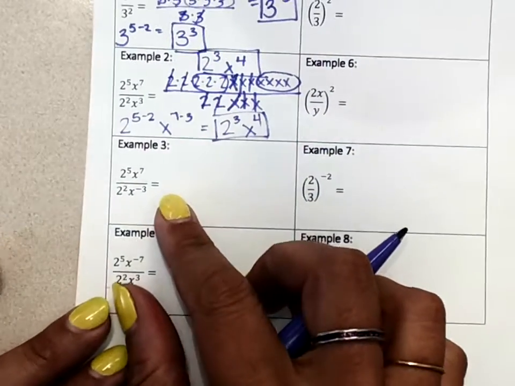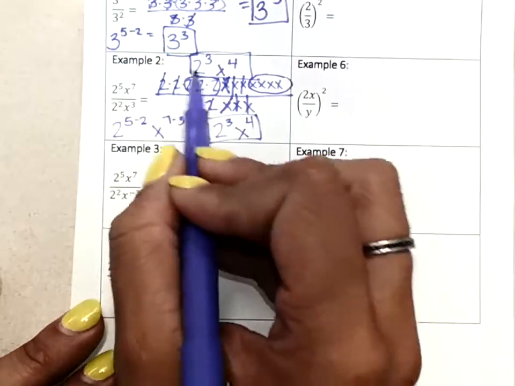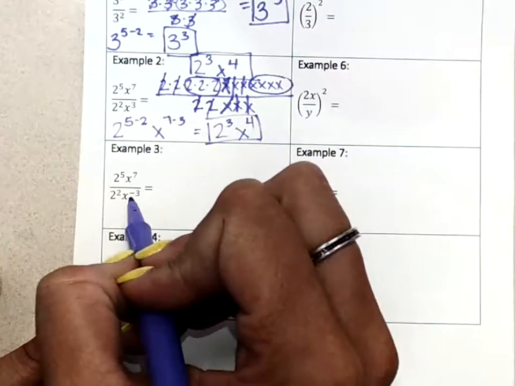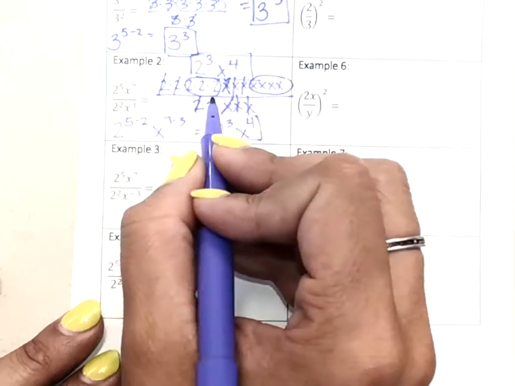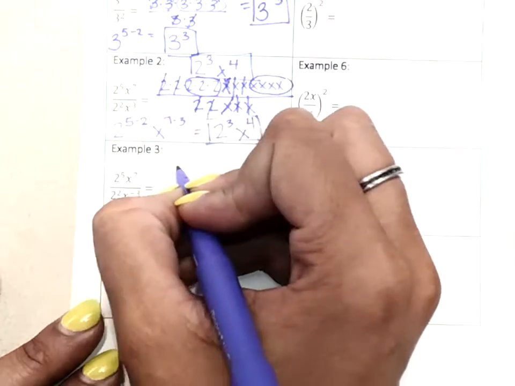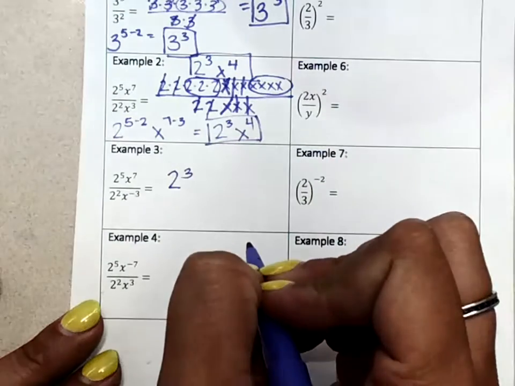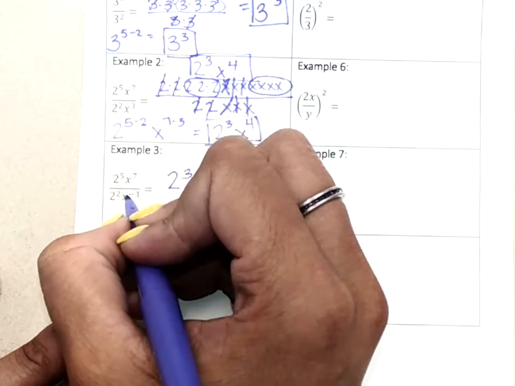In example 3, we see a negative exponent. So everything is the same as example 2. The 2 to the 5th, the x to the 7th, the 2 to the 2nd, but we have x to the negative 3. So I'm not going to do the 2's again. We already know that it's 2 to the 3rd, but I want to focus on the x to the negative 3. So there's two ways of thinking about this.